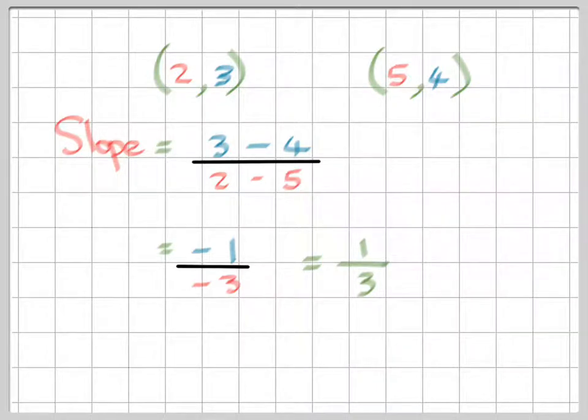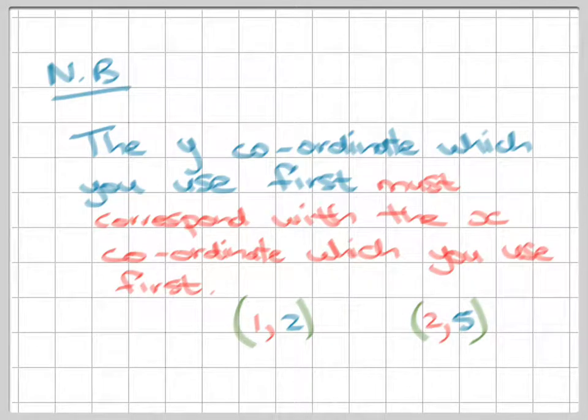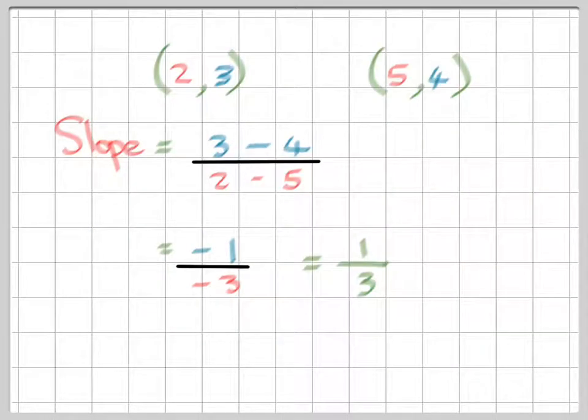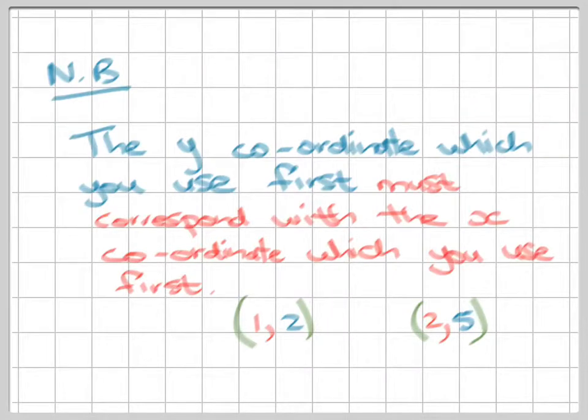Okay, right, now it's important to notice that if you use the y coordinate for your formula over here, you must use exactly the corresponding one for your x. Like for instance, that's the 3 and that's the 2. You can't use this 3 and that x over there. You've got to use the corresponding ones. Okay, so let's go look at why that works like that. Otherwise you're going to end up with the wrong answer. The y coordinate which you use first must correspond with the x coordinate which you use first.